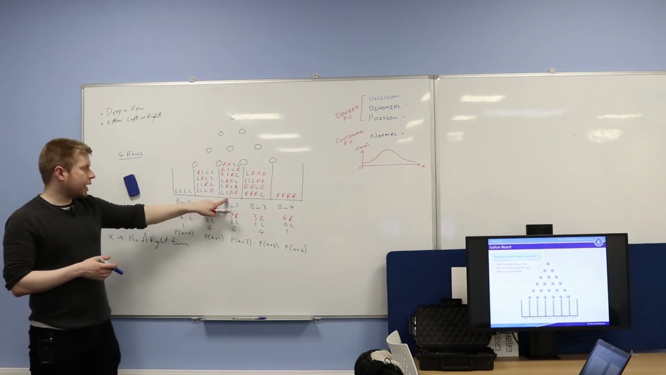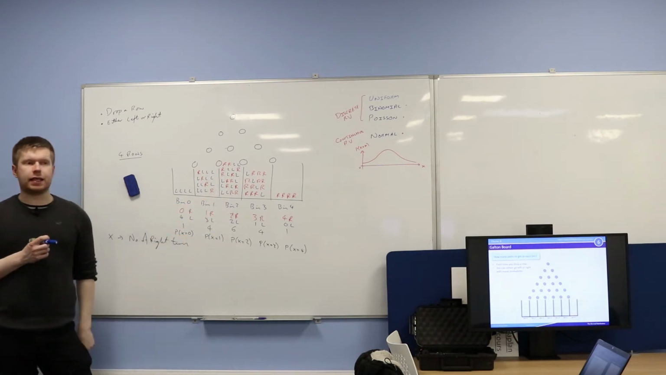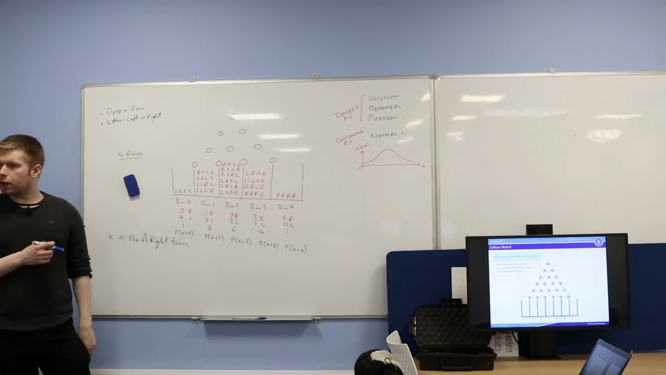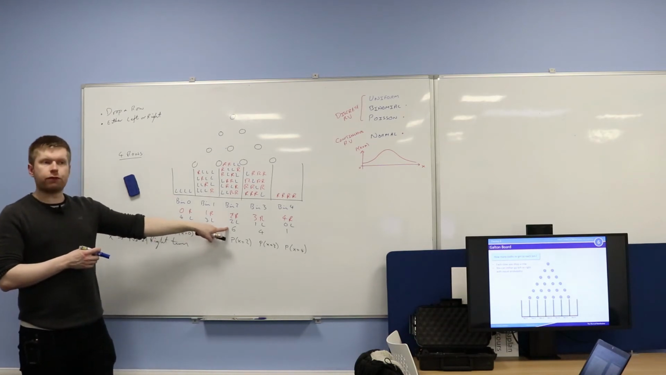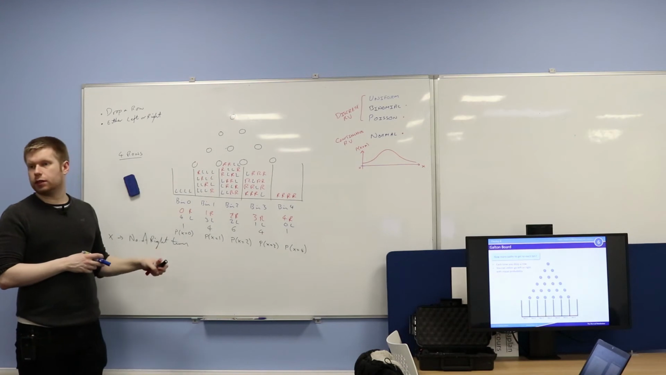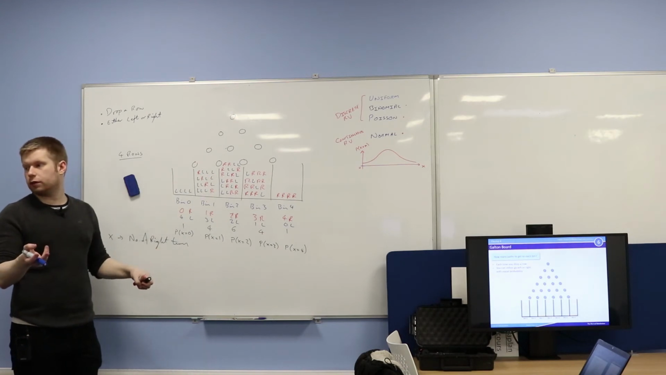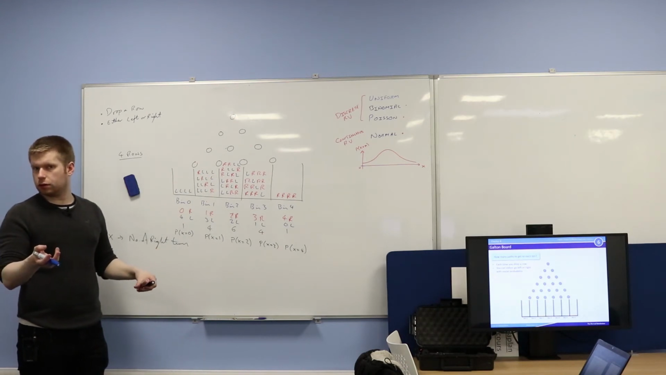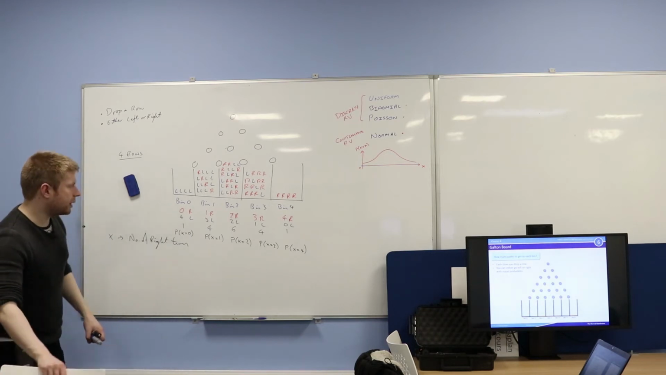So for example, if I'm saying, well, what is the probability that X equals 2? I have to think about the number of different possible ways there are of getting 2 rights in all of these choices. Okay, 2 rights, 2 lefts. Does that make sense? Okay, let me explain that again then.